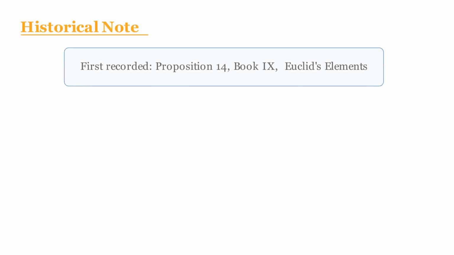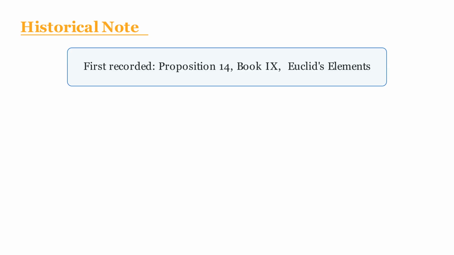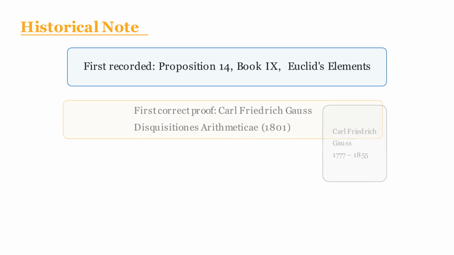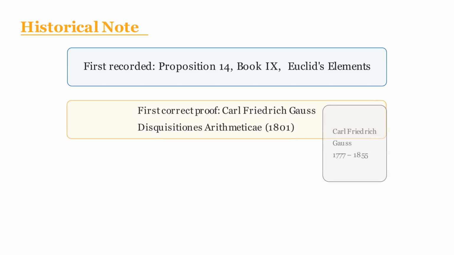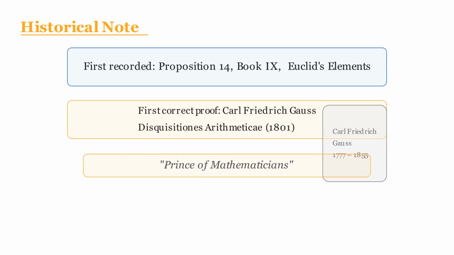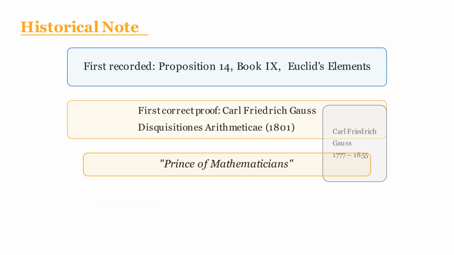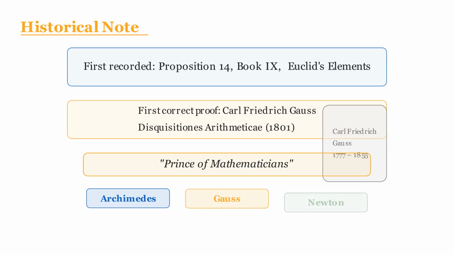An equivalent version of this theorem was first recorded by Euclid. It appeared as Proposition 14 of Book 9 in Euclid's Elements. However, the first correct proof was given by Carl Friedrich Gauss in his Disquisitiones Arithmeticae. Gauss is often called the Prince of Mathematicians. He is considered one of the 3 greatest mathematicians of all time, along with Archimedes and Newton.